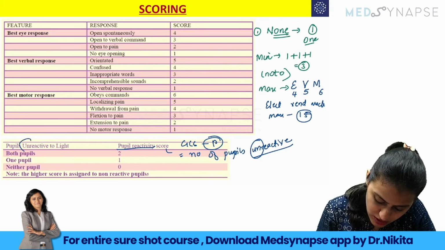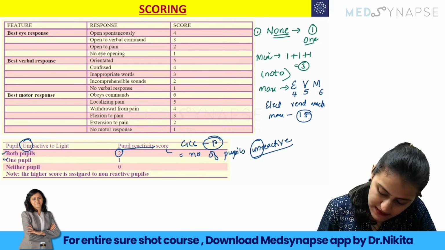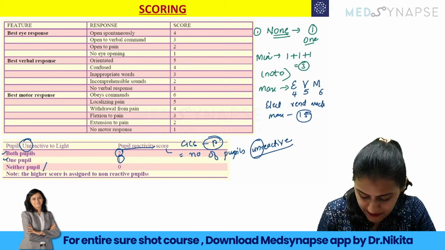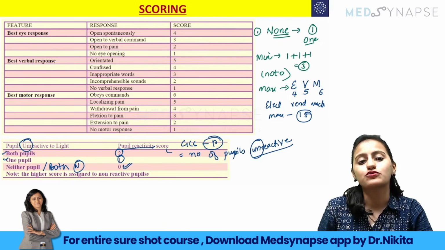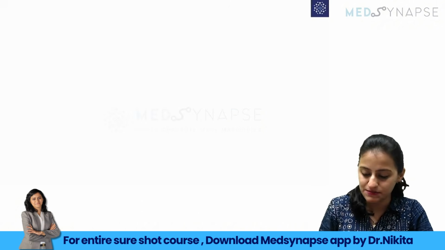So if both of the pupils are unreactive, it's a score of 2. If one pupil is unreactive, it's a score of 1. If neither of the pupils is unreactive, that means both of the pupils are normal, then it is a score of 0. So what is going to be the minimum and the maximum GCS-P score?